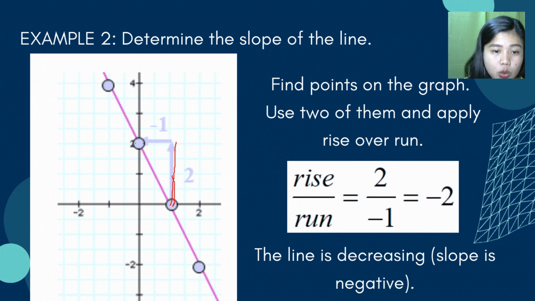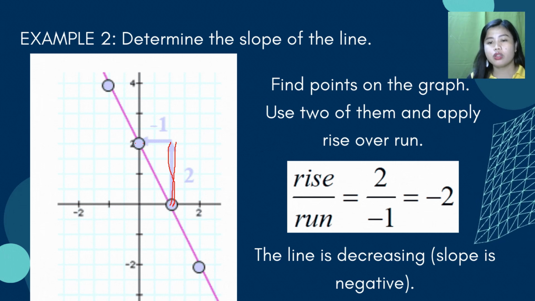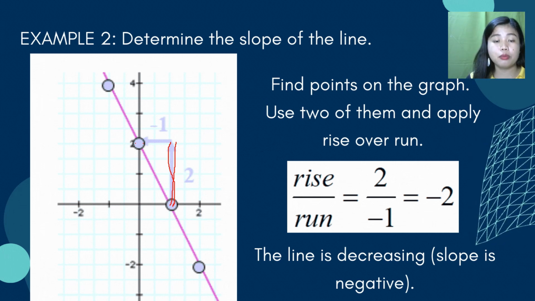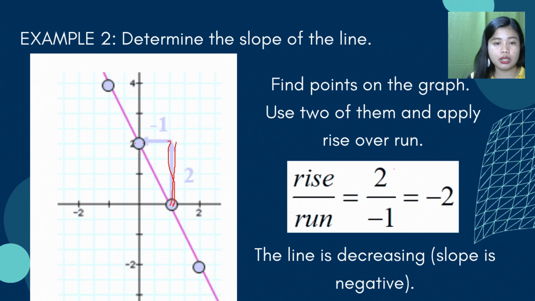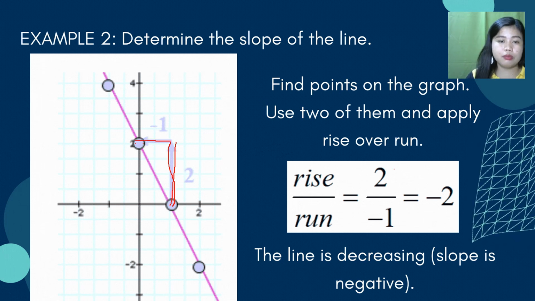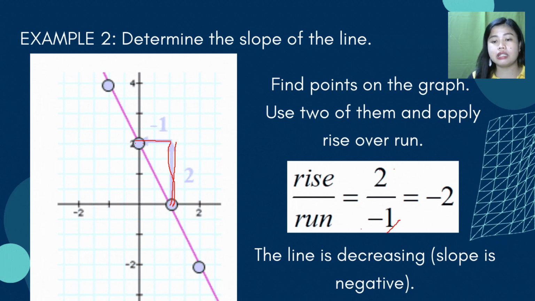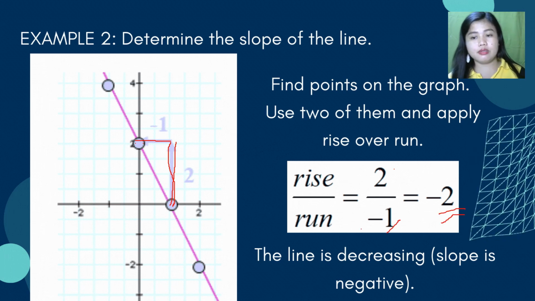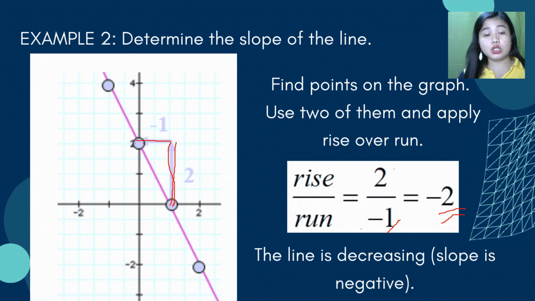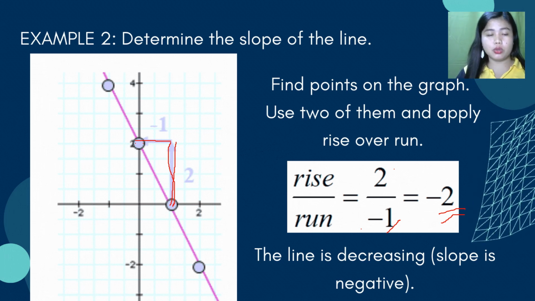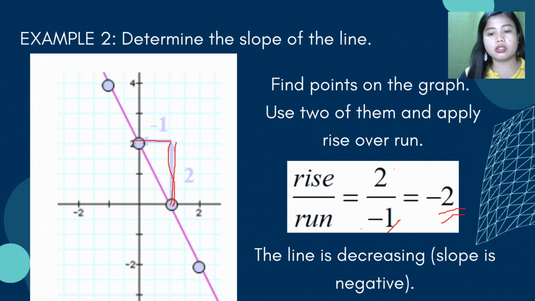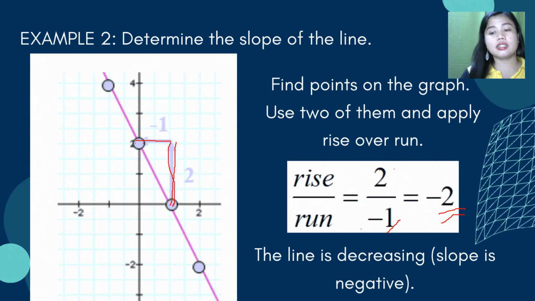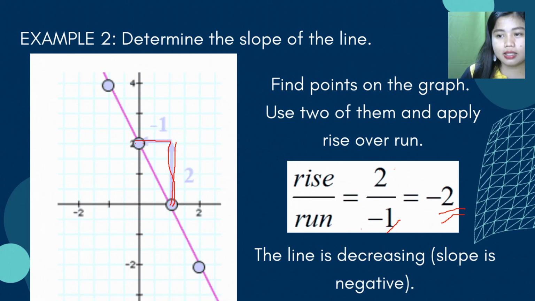I'm sorry. It's 1, 2. Okay, 2. So we move up. So the sign is positive. Then how many units to the left? 1. We move to the left, so it's negative. So 2 divided by negative 1 is negative 2. So the slope of this line is negative 2. If you observe the given line, it's decreasing from left to right. So if the line is decreasing, then the slope is negative.